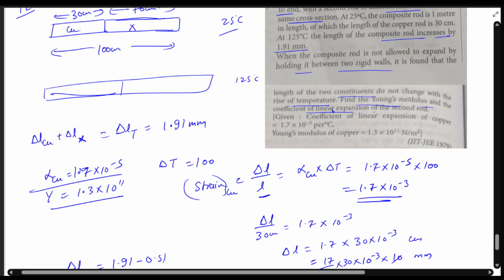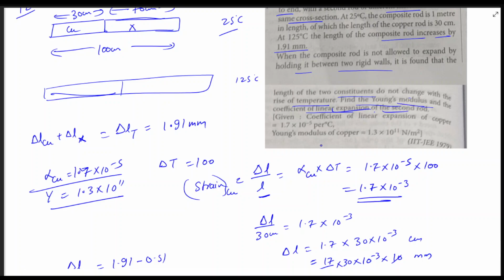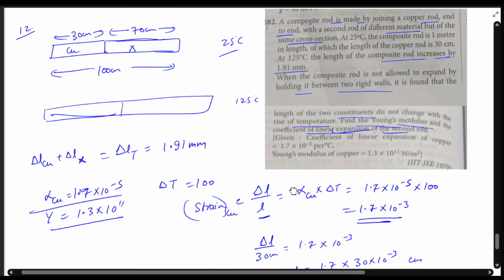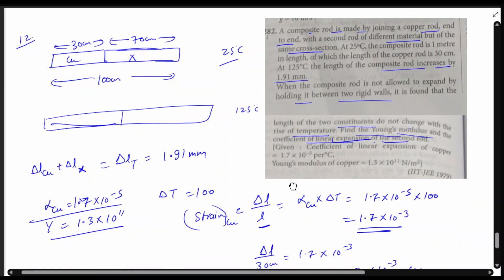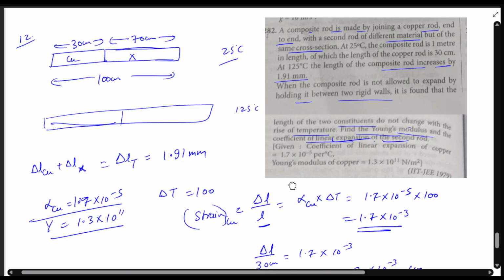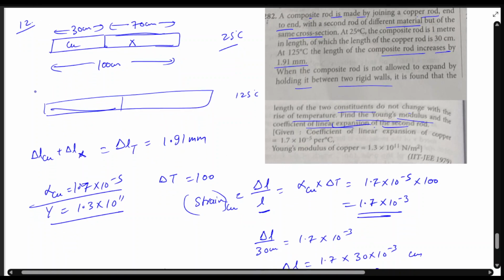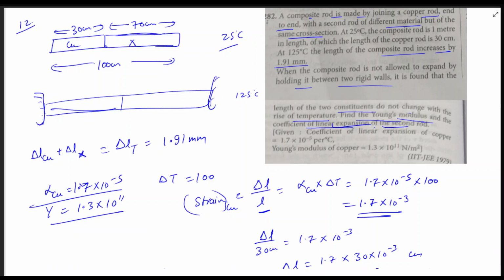So it's a linear expansion of the second rod. We need to find the Young's modulus of the second rod. Look, if they are between the clamps, we are suppressing their length from changing. So stress will be the same in both the rods, right?